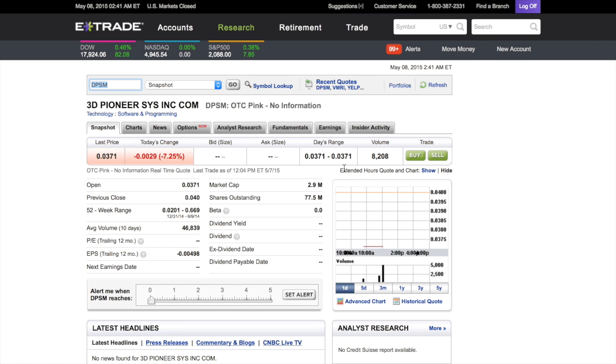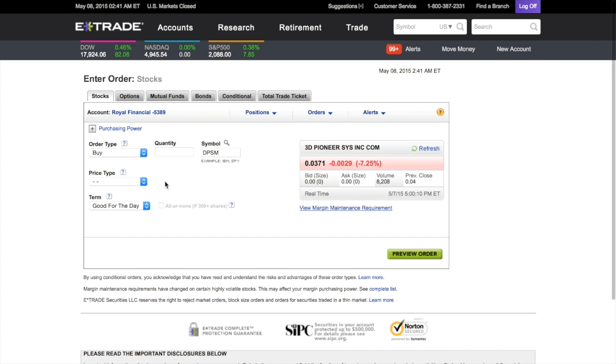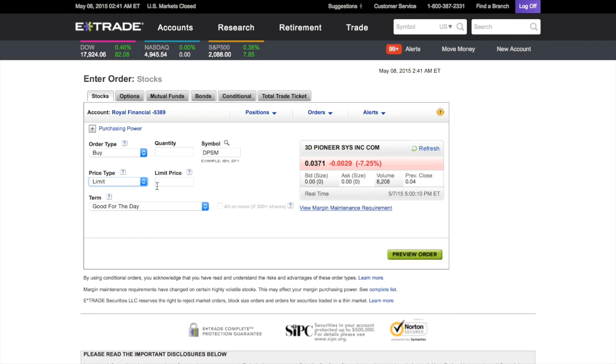So for example, let's say you say, hey, I want to buy this stock. Unlike most stocks, when you buy a stock off of the pink slip or the OTC, what they call an over-the-counter transaction, you have to buy it at a limit. For example, the bid is 0 and the ask is 0, because right now the market is closed. If you want to buy a penny stock, you have to put in a limit. And a limit is what price do you want?